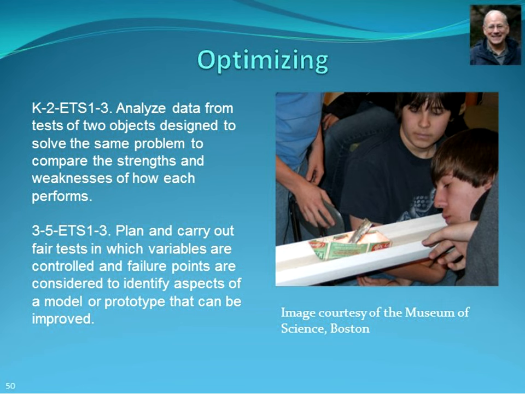And then optimizing, the last part of it. For young children, it really means you compare two different solutions and see which is better. Now, as you go up in grades, that's simply called part of the second phase, which is comparing and improving solutions. But starting at the upper elementary level, kids will carry out paired tests or controlled experiments.